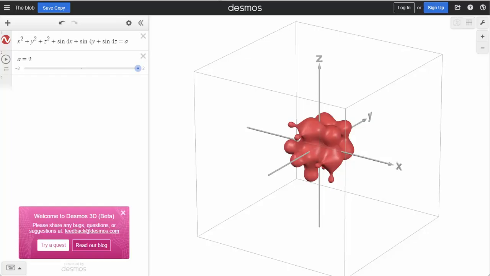Let's look at one more. Here we have x squared plus y squared plus z squared plus sine 4x plus sine 4y plus sine 4z equals a. And again, we have a slider for the value of a.